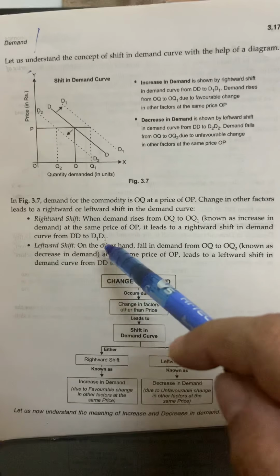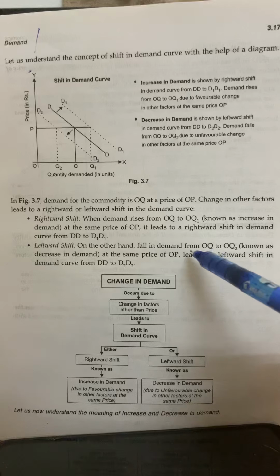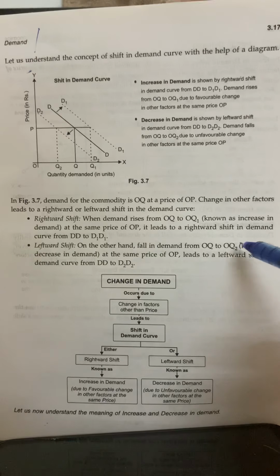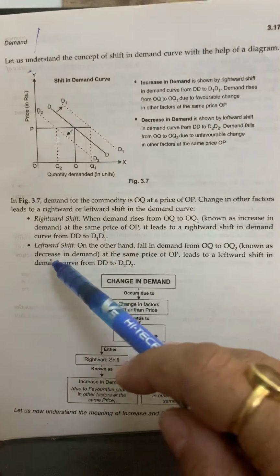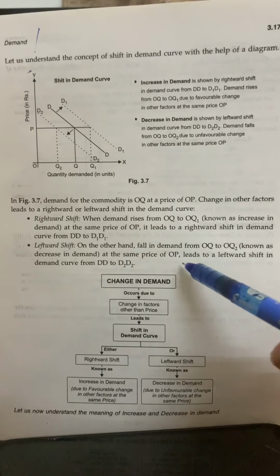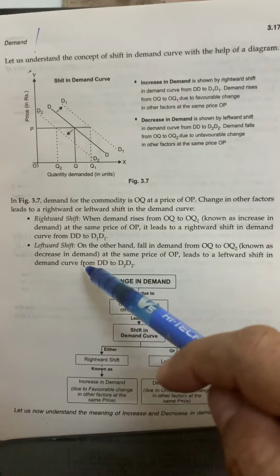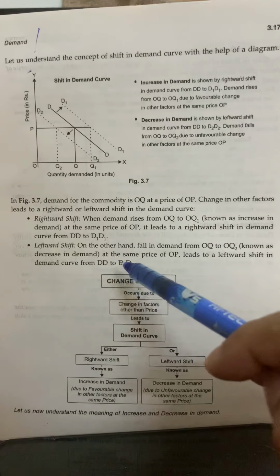Leftward shift, on the other hand, fall in demand from OQ to OQ2, known as decrease in demand at the same price of OP, leads to leftward shift in the demand curve from DD to D2, D2.